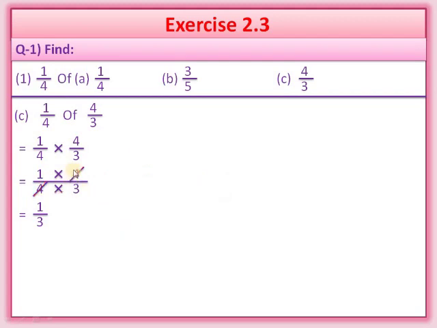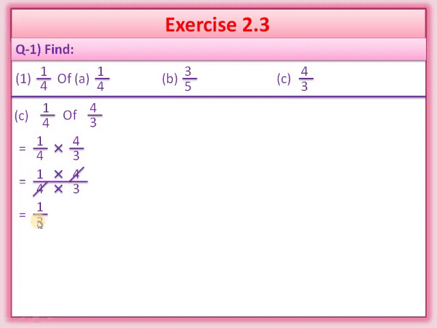Okay, so here beta I have cut 4 and 4. Okay, so remaining number is 1 upon 3. Okay, understood? Now we will move on to question number 2.